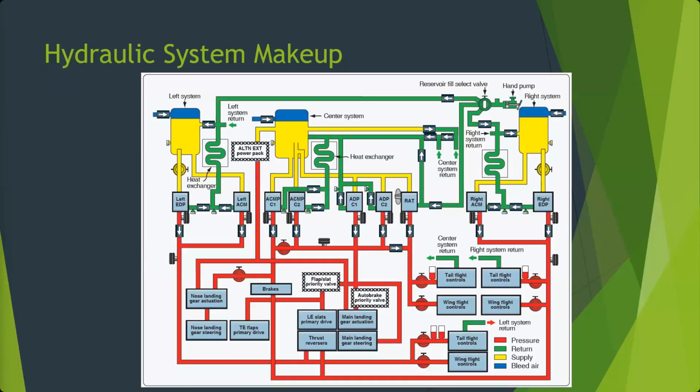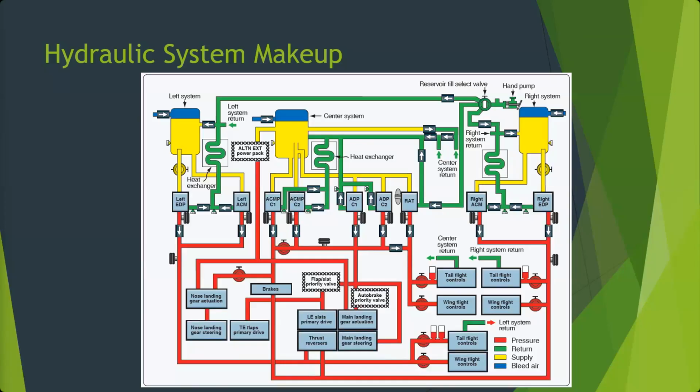So continuing our discussion of hydraulic systems, we left off here where I had an example of a full aircraft hydraulic system. Now, there are actually three hydraulic systems shown here. So remember, there's a left, a center, a right. In this case, some aircraft call them 1, 2, and 3.